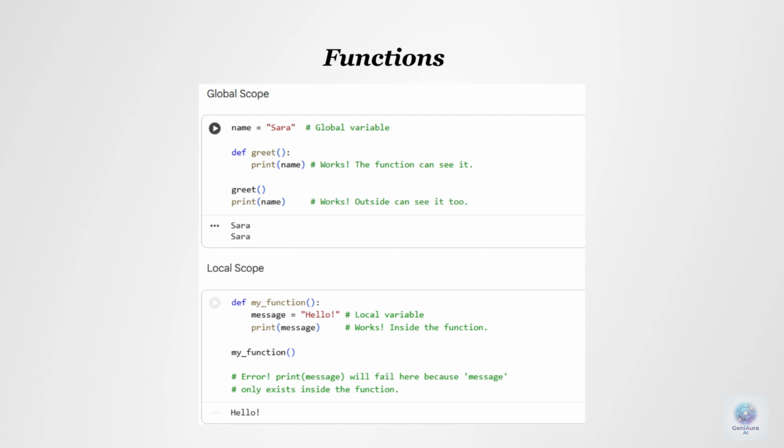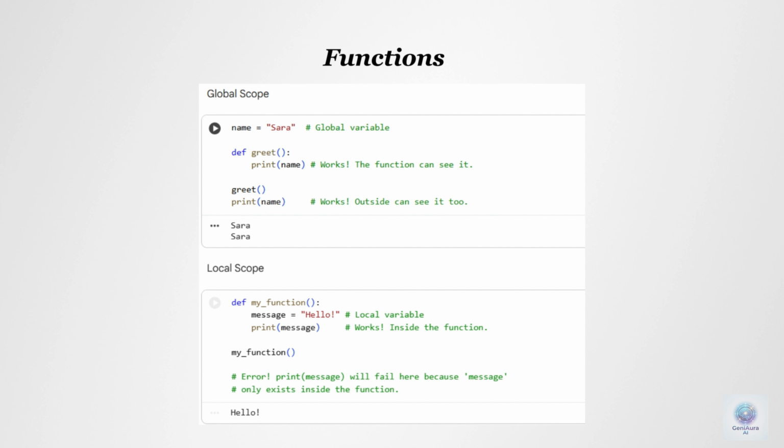But things change when you step inside a function. A variable created inside a function belongs to the local scope. It's hidden from the outside world. Think of this like a private conversation inside a house. People outside on the street, or other parts of your program, have no idea what's being said inside.